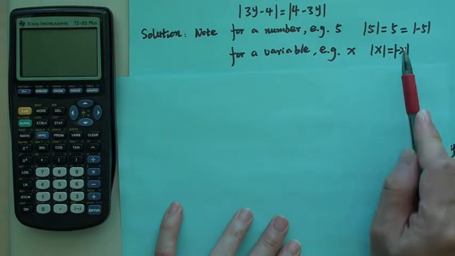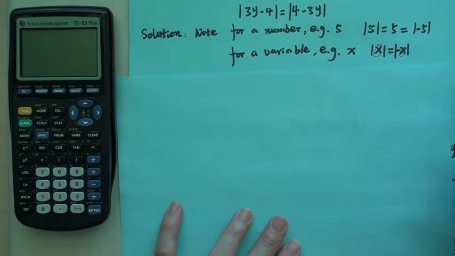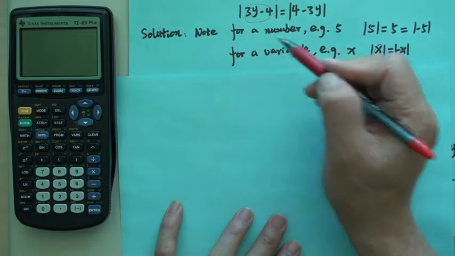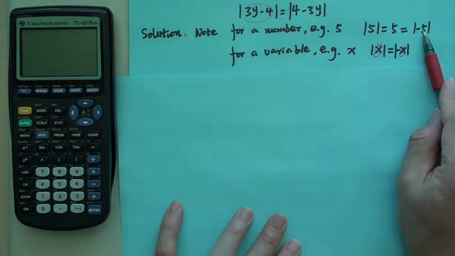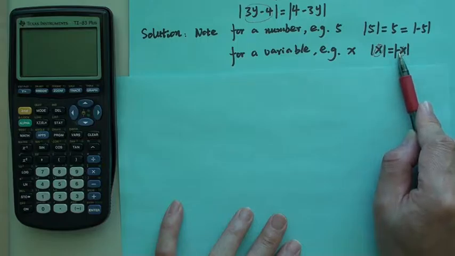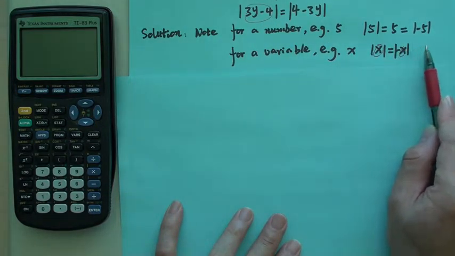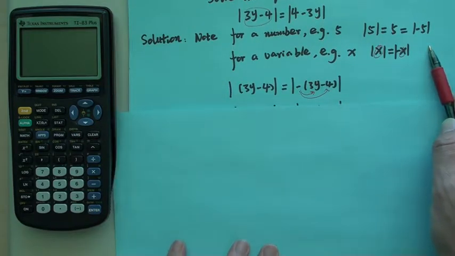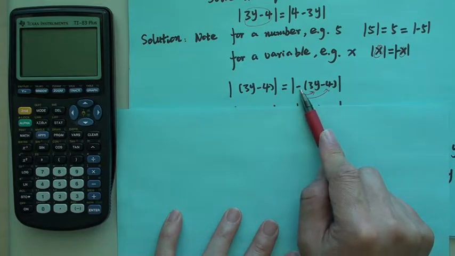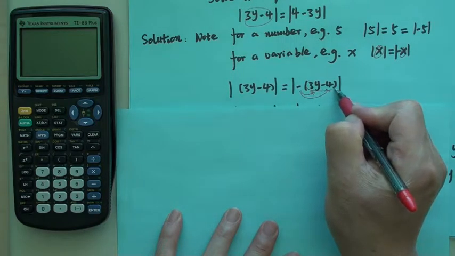With this observation, this x can be any quantity. For example, it can be a quantity like 3y minus 4. If here is 3y minus 4, then down here will be negative (3y minus 4). You can put it right here. So that's what we got here. If x is 3y minus 4, then negative (3y minus 4), you see those two are the same.